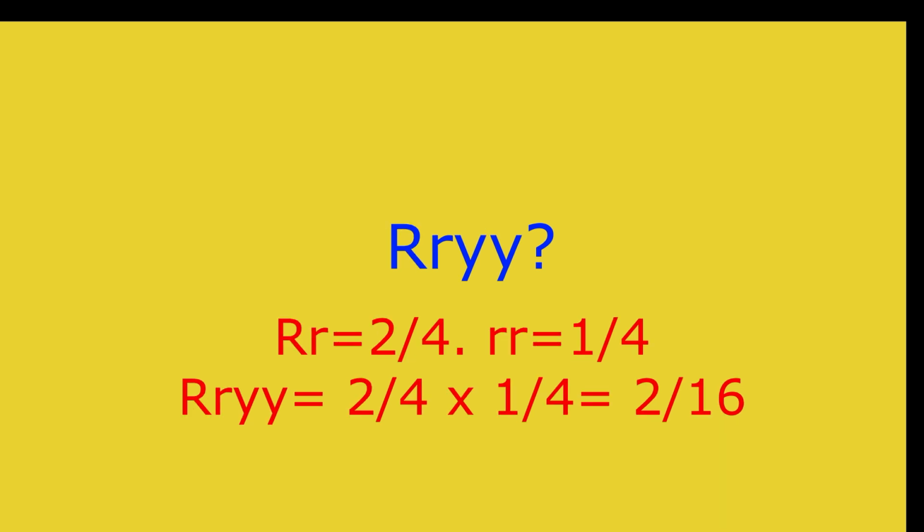Let us take one more example, capital R, small r, small y. Capital R, small r is heterozygous, so it is equal to 2/4 in the monohybrid. That multiplied by small y, which is 1/4, is equal to 2/16. Again, two individuals have the genotype capital R, small r, small y.